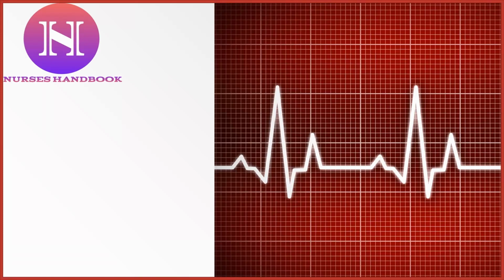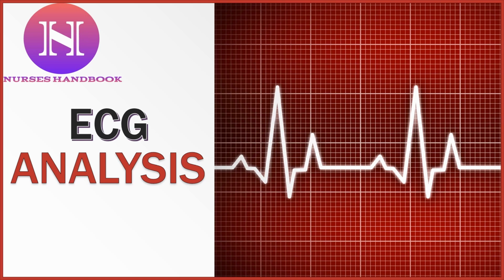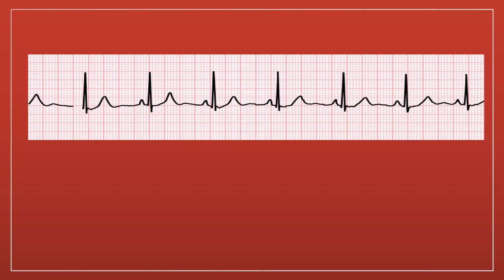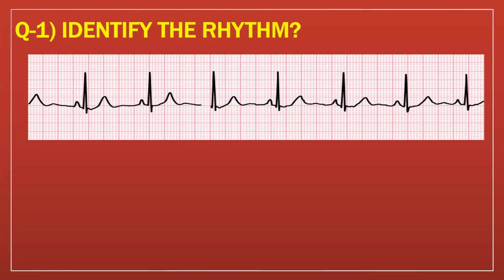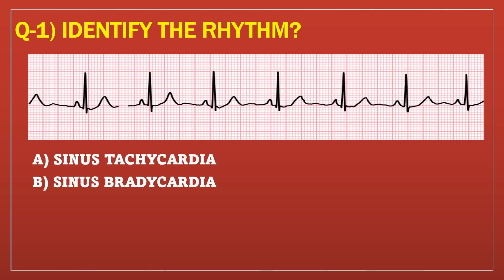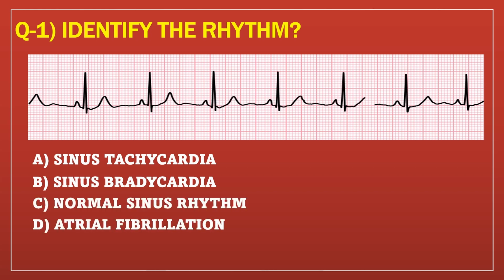Today I will be dealing with the quick analysis of some ECG strips. Question number 1. Identify the rhythm. Option A. Sinus tachycardia. Option B. Sinus bradycardia. Option C. Normal sinus rhythm. And option D. Atrial fibrillation.